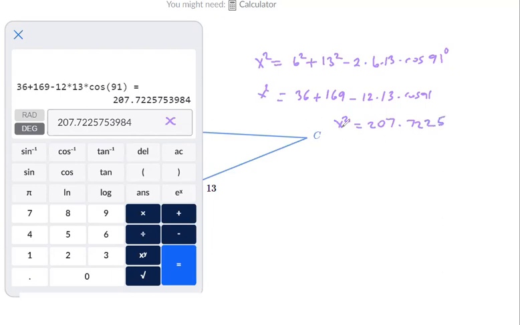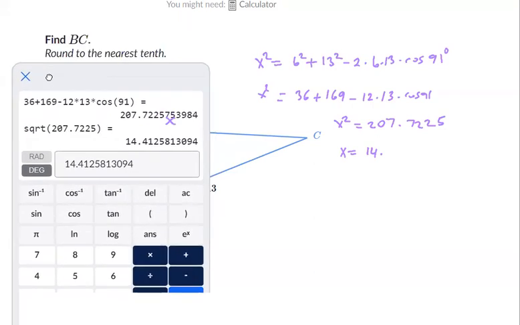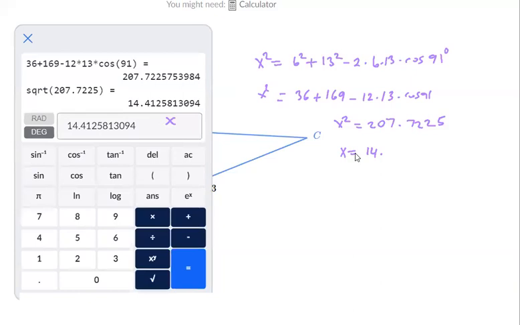Since we are looking for x, you can take the square root of both sides. Let's go ahead and do that with our calculator: the square root of 207.7225, which I think is good enough for rounding. That is 14.41. If it asks for the nearest tenth, you can just say this is 14.4 and we will be done.